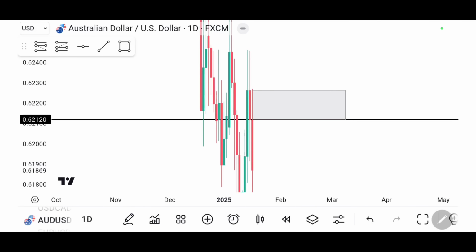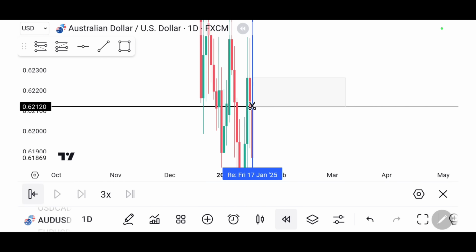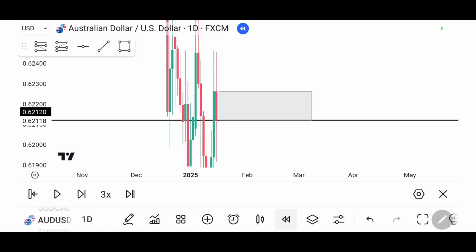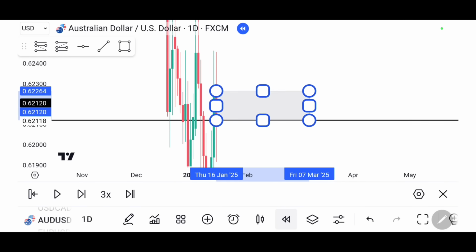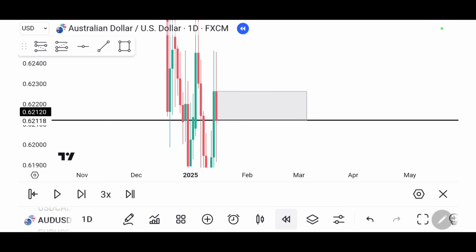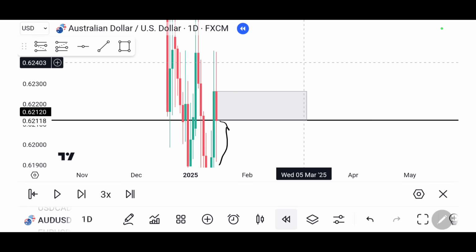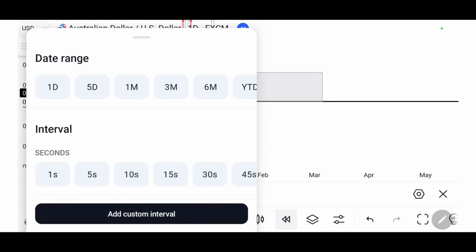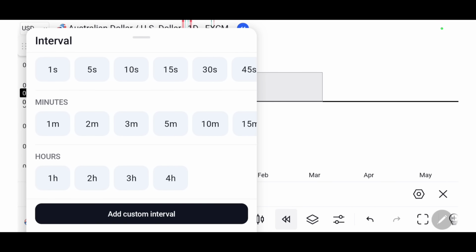Let us use the replay button to cut out the current day on the daily time frame, and we'll step down to the lower time frame to see how the setup would play on the live chart. We are left with the previous day's candle, and now we want to see how the current day's candle will play out on the lower time frame. So we step down to the 15 minutes time frame.